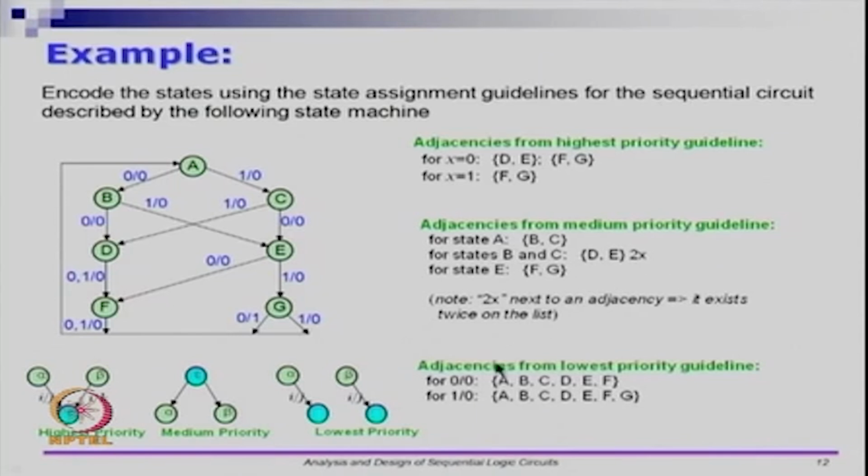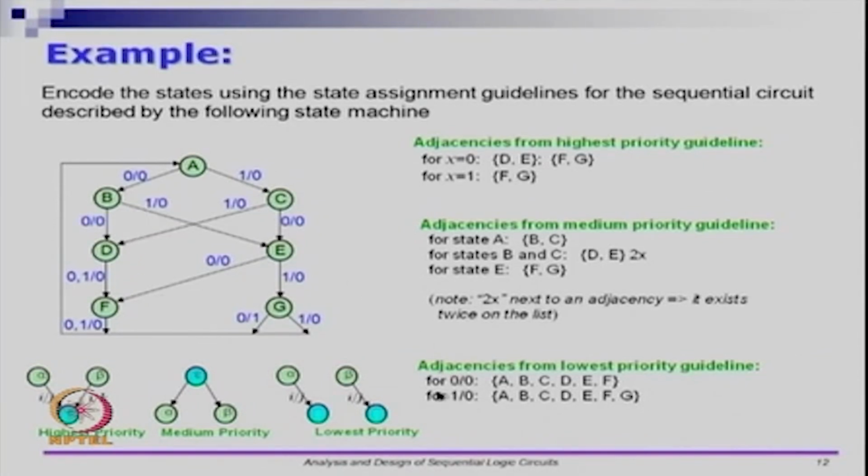Finally, in terms of grouping similar outputs and input-output combinations, if you look at 0 0 combinations, then A, B, C, D, E, F should all be together because they all have outgoing transitions which are 0 0. A has a 0 0 transition, B has a 0 0 transition, C has a 0 0 transition and so on, whereas G does not have a 0 0 transition, G has a 0 1 transition. You would like all these to be neighbors of each other with respect to 0 0.